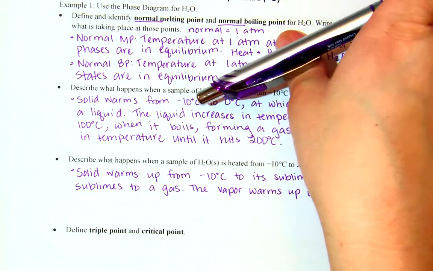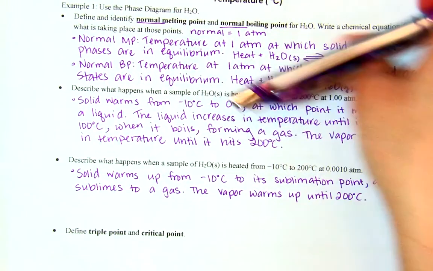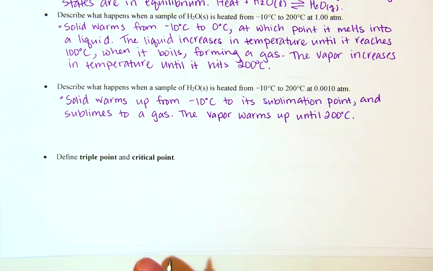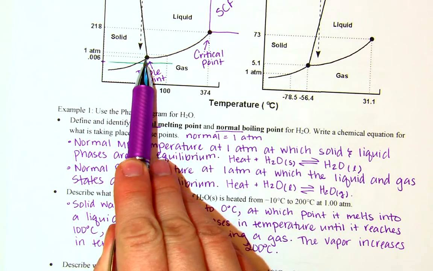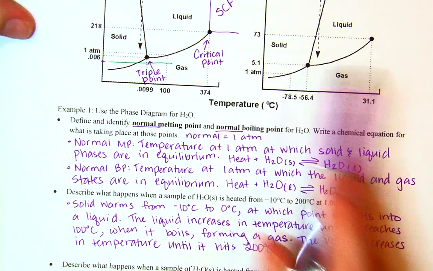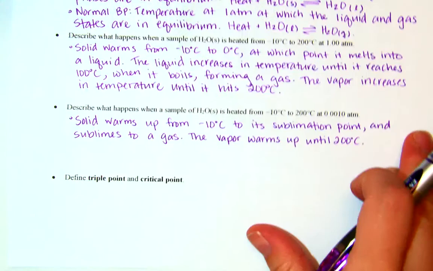All right. Lastly, define triple and critical point. Well, we already talked about what those are. The triple point is the point at which the solid, liquid, and gas states all coexist in equilibrium, and is a temperature and a pressure. So here's the triple point for water, and here's the triple point for carbon dioxide. So just writing that down, the triple point.